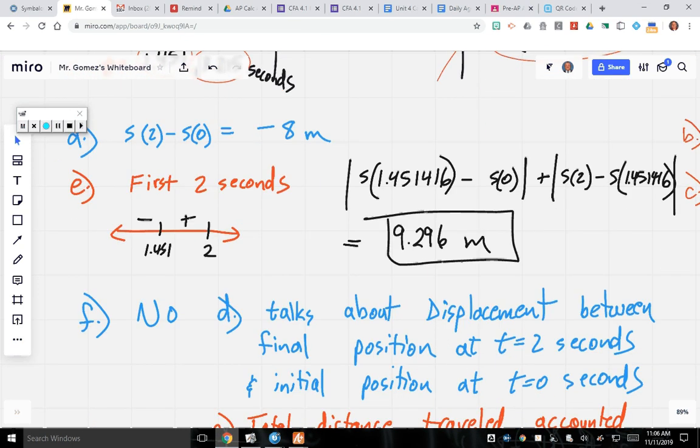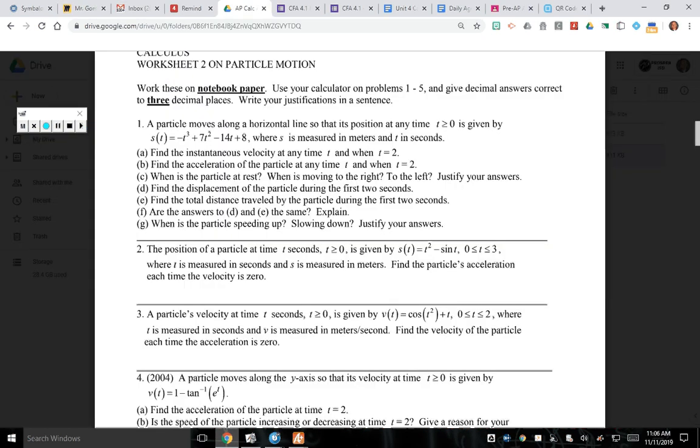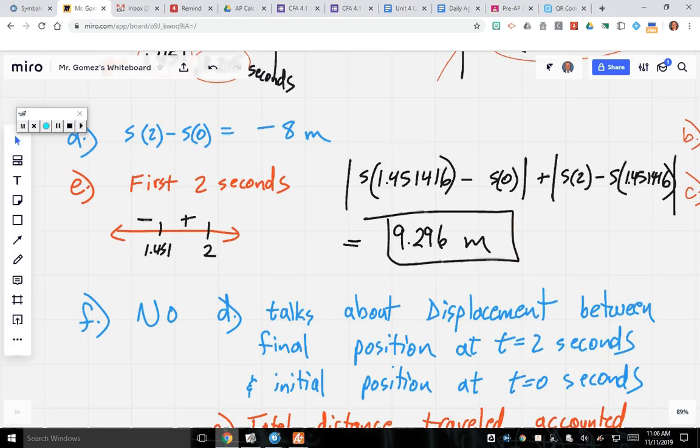Now, real quick. E asks for something different. E on the question is asking, find the total distance traveled during the first 2 seconds. That means when I go back over here to this graph, I need to see from 0, whoops, maybe not. From 0 to 1.451, it's going to be negative.